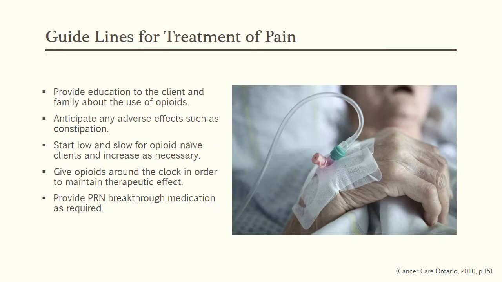So, guidelines for treatment of pain. Provide education to the client and family about the use of opioids. Anticipate any adverse effects such as constipation. Start low and slow for opioid-naive clients and increase as necessary. Give opioids around the clock in order to maintain a therapeutic effect, as well as provide PRN breakthrough medication as required.